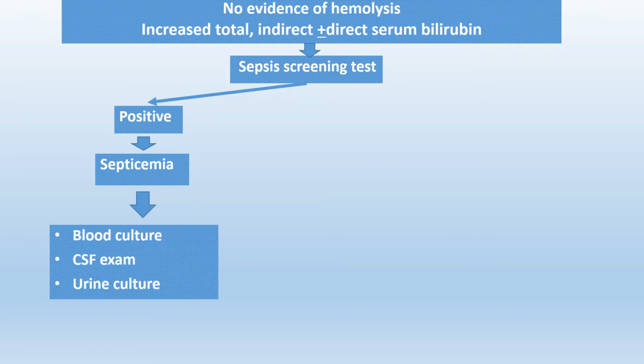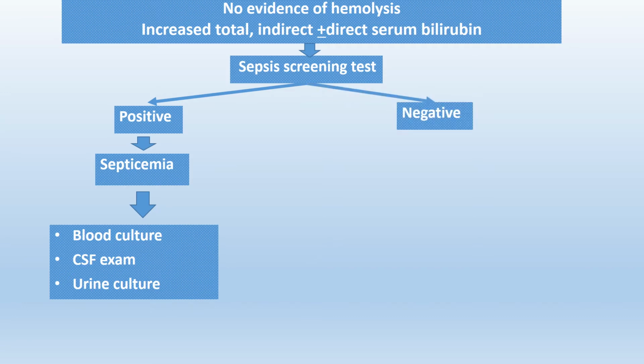having the pathological jaundice, and then you have to confirm it by sending the blood culture, CSF examination and urine culture, because UTI can also lead to pathological jaundice. So whenever you find a child with pathological jaundice, also rule out urinary tract infection.